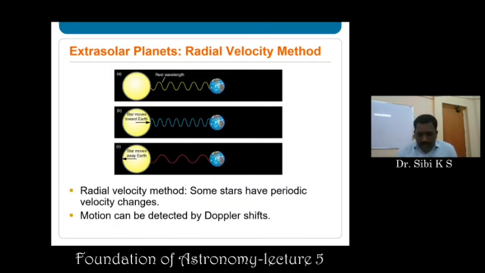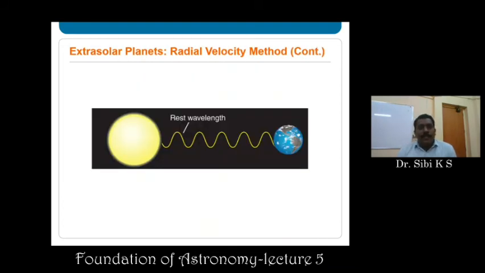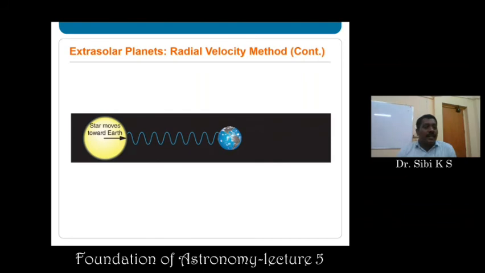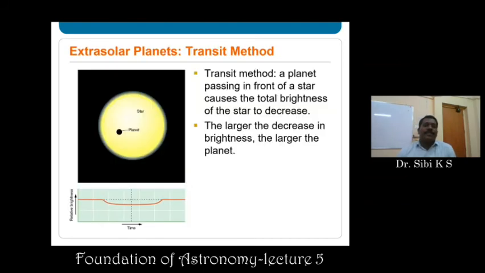Now, how are these extrasolar planets discovered? That is through the radial velocity method. Some stars have a periodic velocity change, and this velocity change can be detected by Doppler shift. If a star moves towards us there is a blue shift, and if a star is moving away from Earth, there is a red shift. That is schematically represented in these three figures.